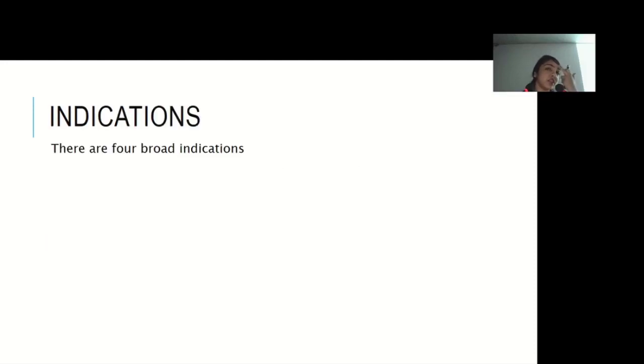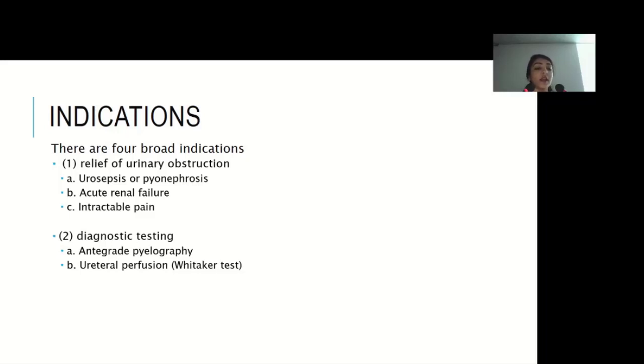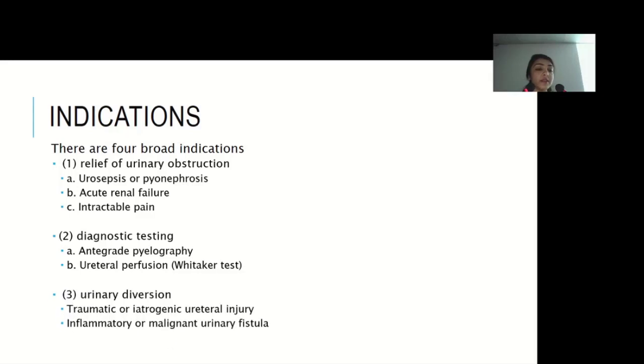As far as the indications are concerned, they are broadly categorized into two categories, diagnostic as well as therapeutic, but here for the purpose of the exam we are dividing them into four broad indications. First, to relieve urinary obstruction in case the patient is having pyonephrosis, acute renal failure, or intractable pain because of an obstructed kidney. Second, diagnostic testing, as far as antegrade pyelogram is concerned, which we do in our OTs, and for the Whitaker test. Third, urinary diversion in cases of iatrogenic ureteric injury and inflammatory or malignant fistulas.